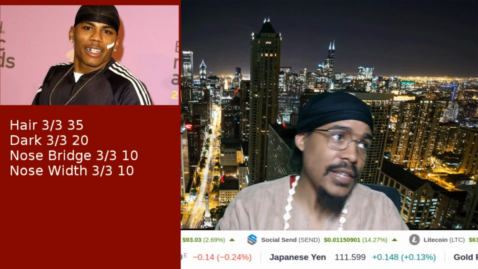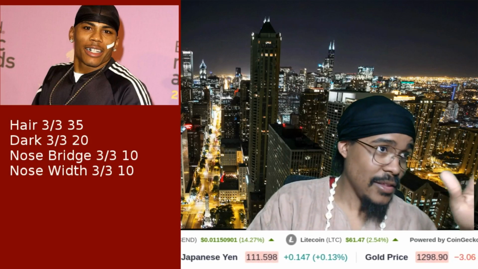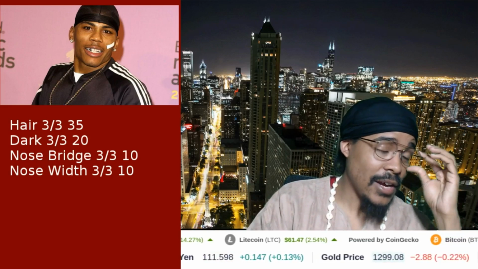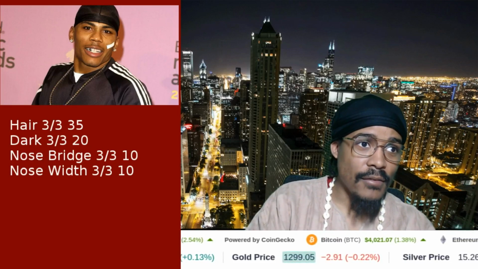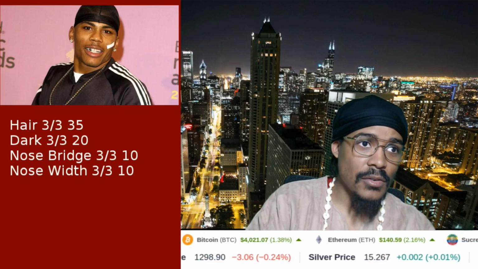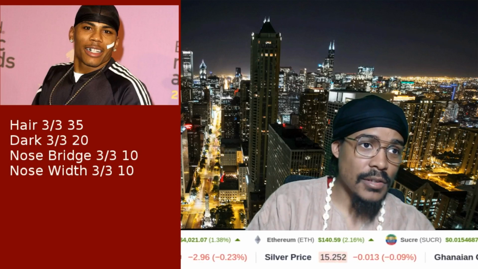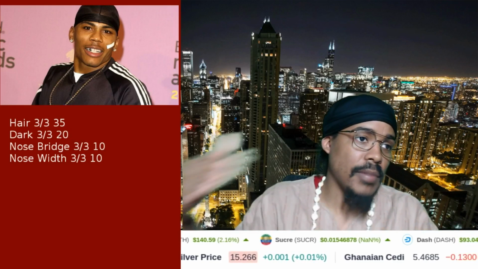Okay, so Nelly has a level 3 nose width. He has the blackest nose. Now, as I said in the other ones, you're gonna have people who have even wider noses. But it's not a race. We're not trying to see who's the blackest person in the world.